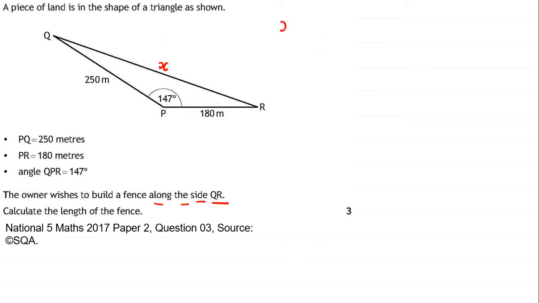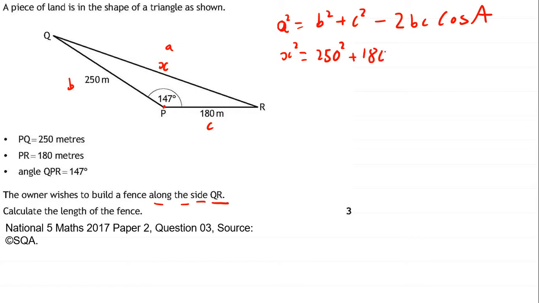And again, we're going to do this in the same way as we've previously done it. A squared is B squared plus C squared minus 2BC cos A. Again, we can substitute. We know that the X is going to be the A because it's opposite the angle. We know we can label these sides B and C. Running out of space here, so I'm just going to continue down here. Cos 147.